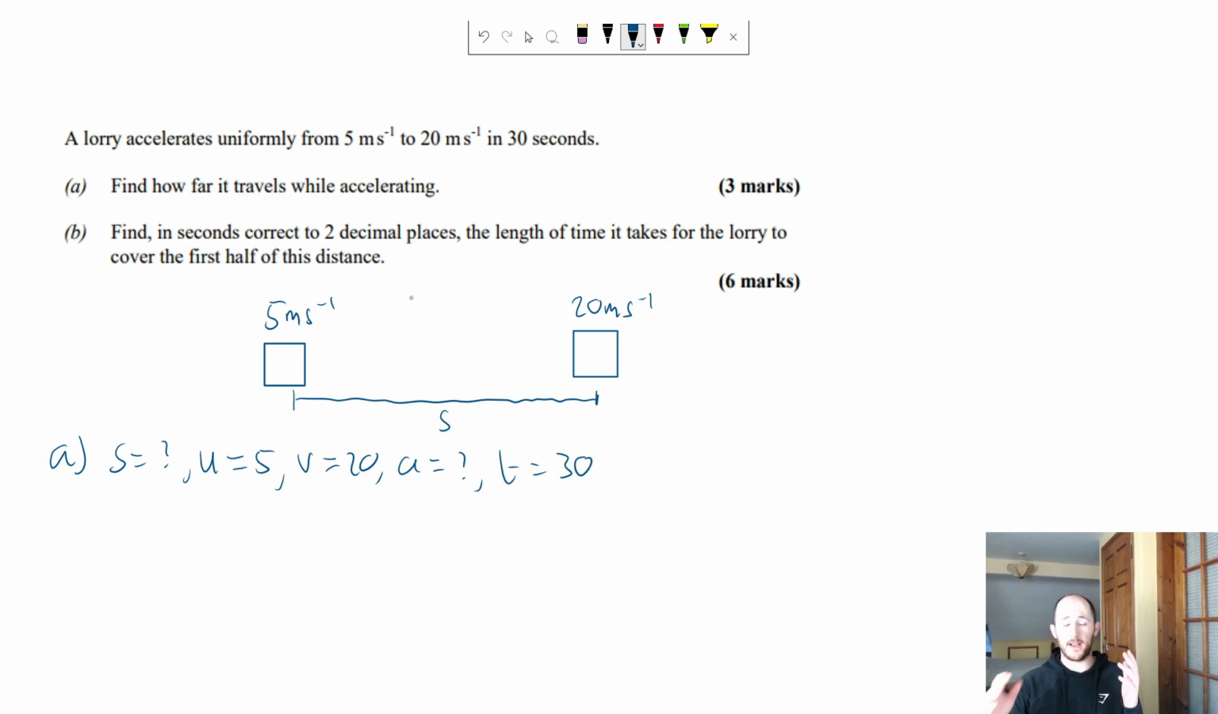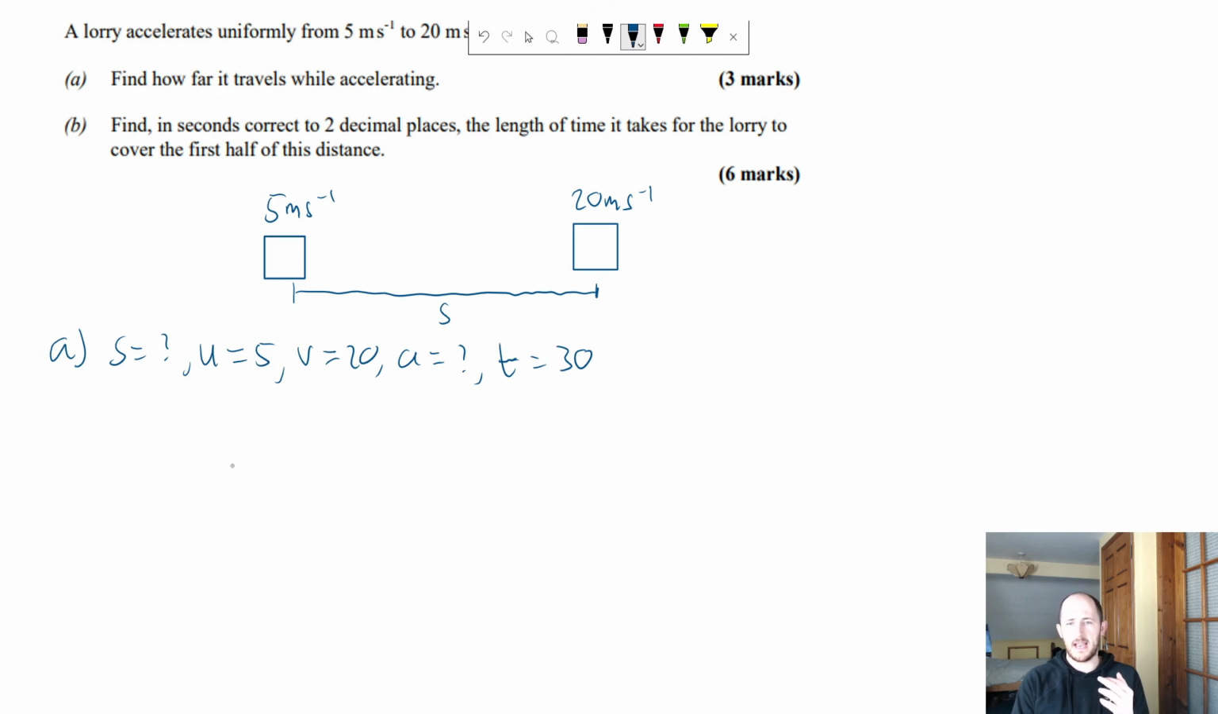Now the cool thing about SUVAT is that as long as you have 3 variables, you can work out the other 2, guaranteed. So we can get straight to S from here. Now of course, because we have 3 variables, we could also work out A and then work out S if we want to. So it really is up to you. So if you get stuck on how to get from these 3 variables straight to S, think about, well, how do I work out A instead then? And then use a different equation. That's the beauty of it. As long as you have 3 variables, you're golden.